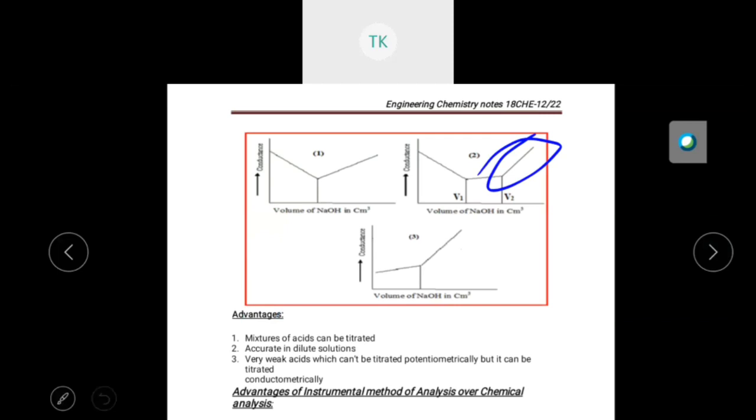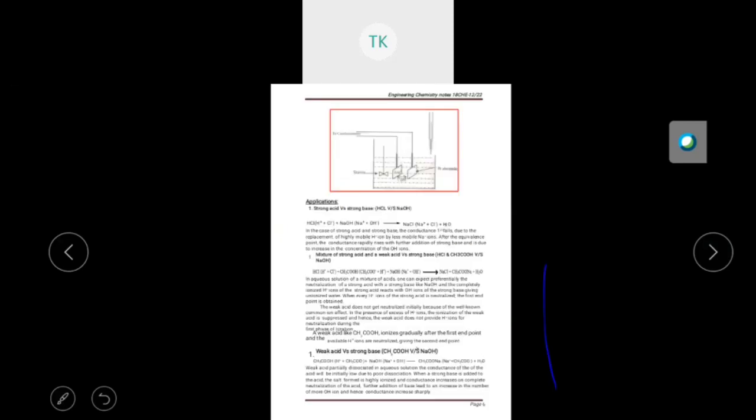So let me explain the third graph. Third case is a weak acid, that is acetic acid, with a strong base. So consider the titration. You can see here.